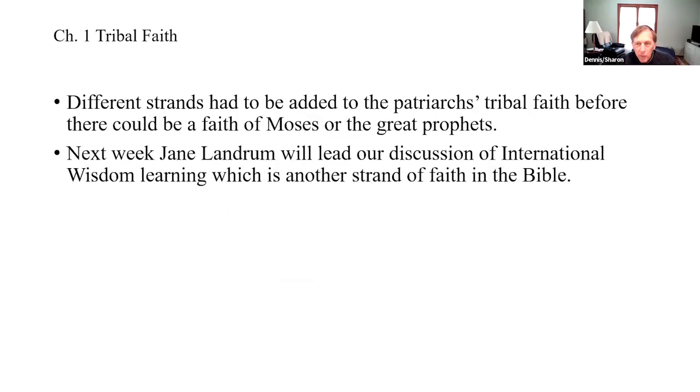Well, I think we're about out of time. So we have different strands that have been added over time. This journey Sharon was talking about, the journey of faith development, and in subsequent chapters we will cover some of these different strands that have been added to grow into the monotheistic faith of Moses and later prophets. And Jane, I assume you're going to lead the discussion next week on the international wisdom strand. Yeah, I think so. That's chapter 2.